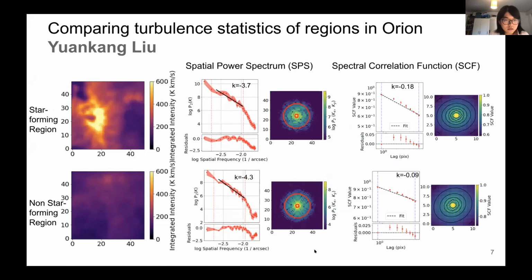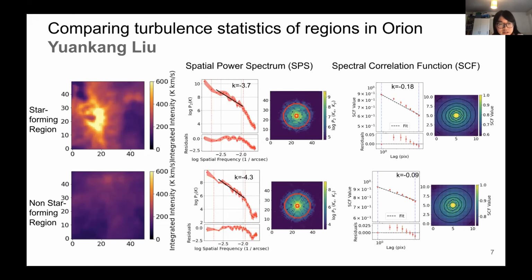Thank you. Hi everyone. In this project, I'm responsible for investigating the turbulent statistics in star-forming and non-star-forming regions in Orion. On the left-hand side, you can see two projected 2D images of a star-forming region and a non-star-forming region in Orion, traced by 12CO. Based on these projected images, we can calculate the spatial power spectrum of these two images. In the middle panels, you can see the spatial power spectrum and the slope fitted to the curve.